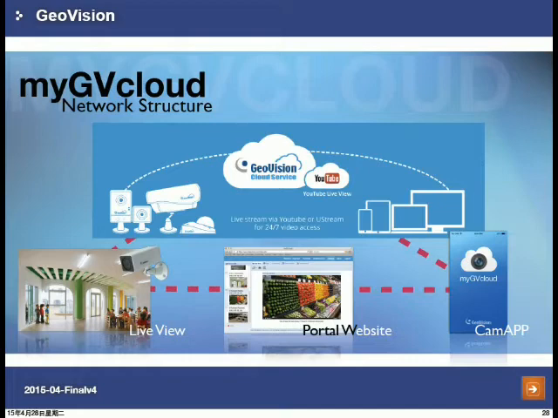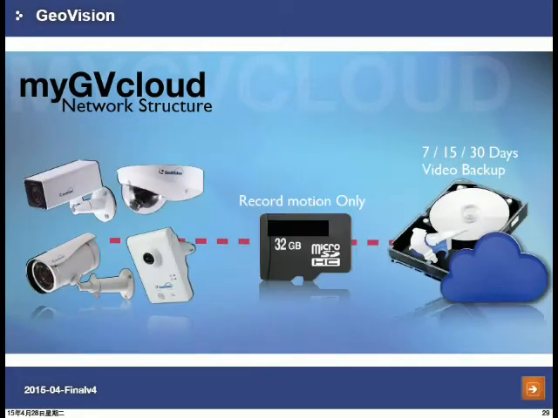The main features of this myCloud Cam app: you can watch live view, of course, or remote playback, or even stop monitoring or start monitoring through the application. When motion is detected, you can record video directly to the micro SD card. Also, you can back up the recorded data to our myGVcloud storage.